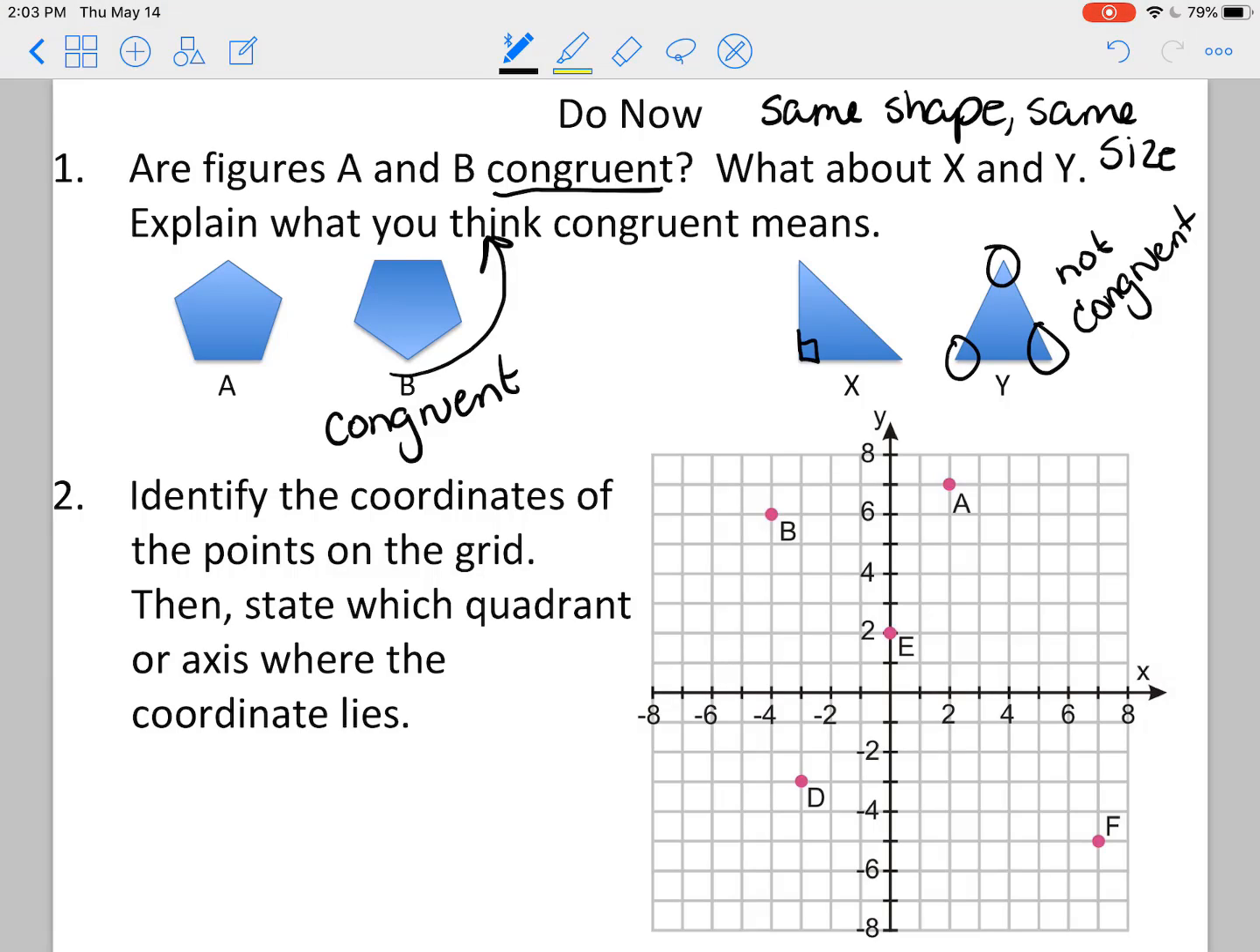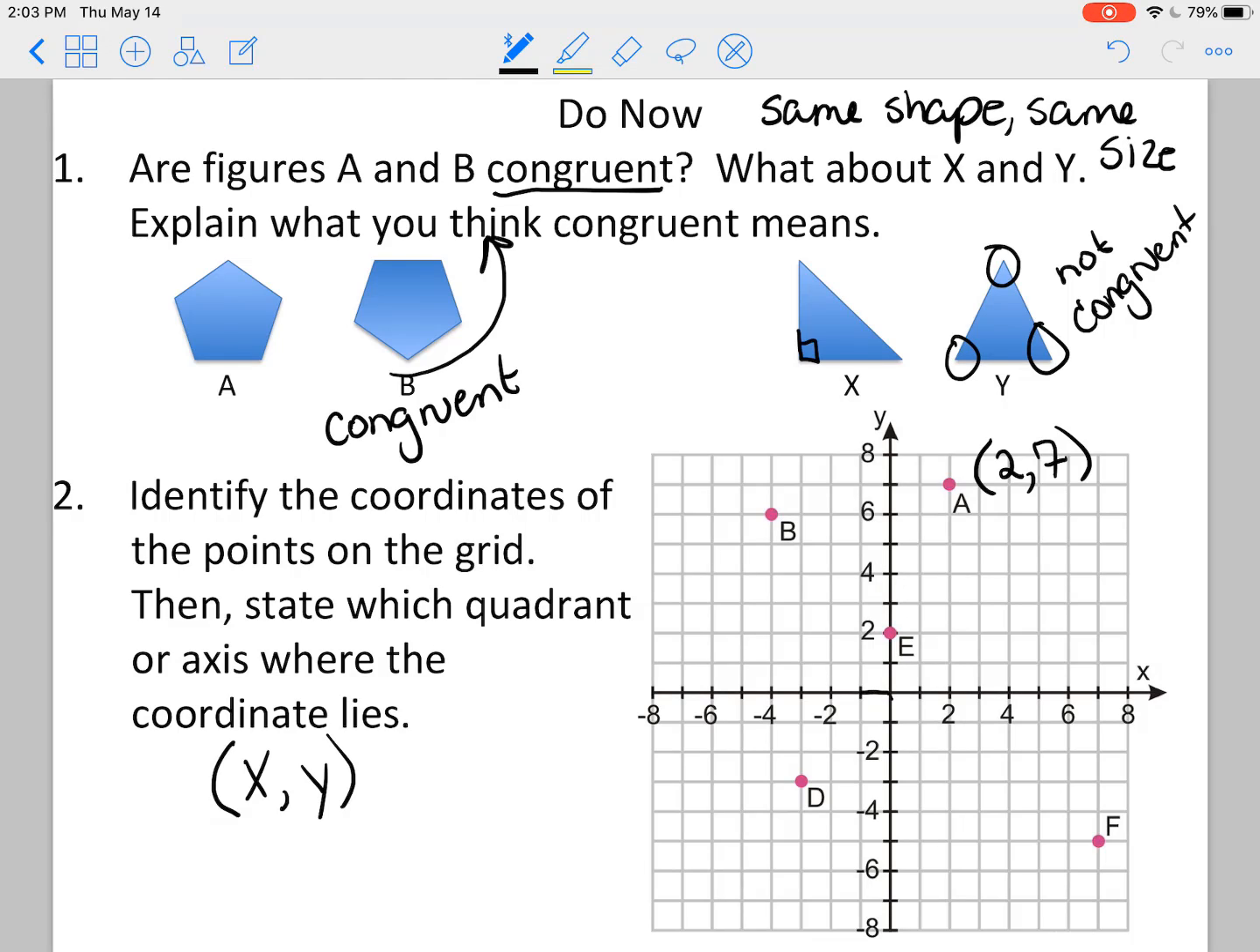Number 2, identify the coordinates of the points on the grid. So we're going to start there. Remember that coordinates are always written with the X value first and the Y value second. And we always start at the origin, which is in the middle, at 0, 0. So to get to the A, I have to go to positive 2 on the x-axis, and then up 1, 2, 3, 4, 5, 6, 7. Since we go up, it's a positive 7.